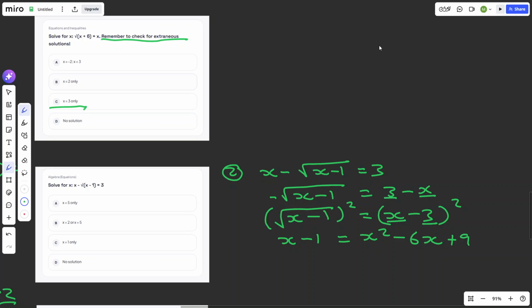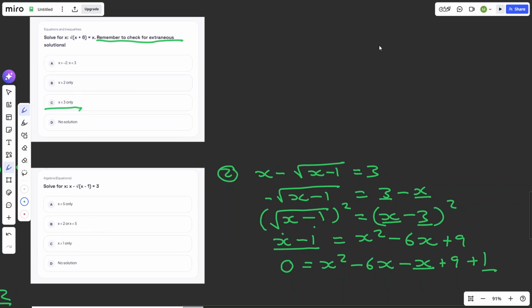And then the next step, we want to transpose everything to one side, right? So now what we're going to have here? We'll transpose this to the other side. So we'll have 0 is equal to x squared minus 6x minus x plus 9 plus 1. Okay, so this x becomes a negative and this one becomes a positive. So anytime you transpose a term over the equal to sign, its sign changes.